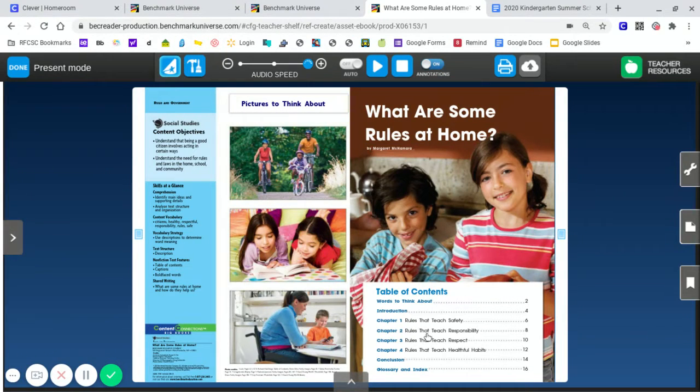All right, so if I wanted to learn about teaching safety, about rules that teach safety, I would go to chapter 1, page 6. If I wanted to learn about responsibility, I go to chapter 2. If I wanted to learn about rules that teach respect, I'd go to chapter 3. And if I wanted to learn about rules that teach healthful habits, I would go to chapter 4.